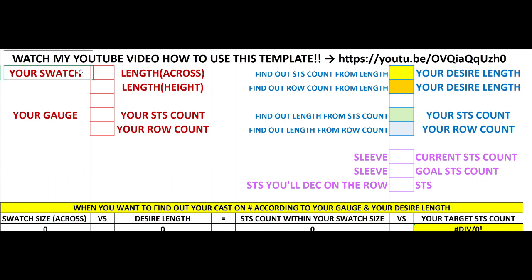In this red section, you have to put your swatch information. I only knit a 4-inch across and 2-inch height swatch. And I count the stitch count and row count: 19 stitches within 4 inches and 13 rows within 2 inches. And now you have to measure around your neck. I should say desired neck opening as round neck.